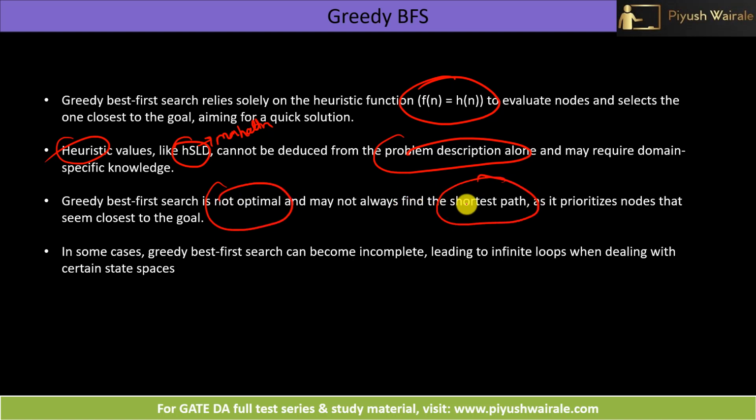So this is what we have discussed. But as it prioritizes the nodes that seem closest to the goal, in some cases greedy best first search can become incomplete also. So it is incomplete and not optimal, leading to infinite loops when dealing with certain state spaces. So that's it for this particular search algorithm, the greedy best first search algorithm.